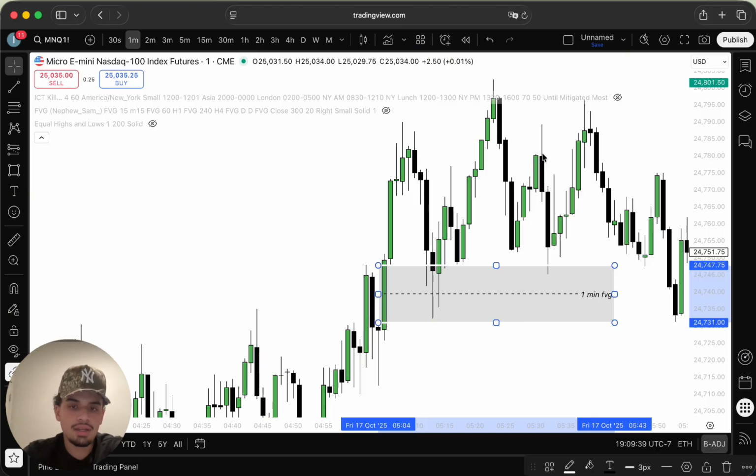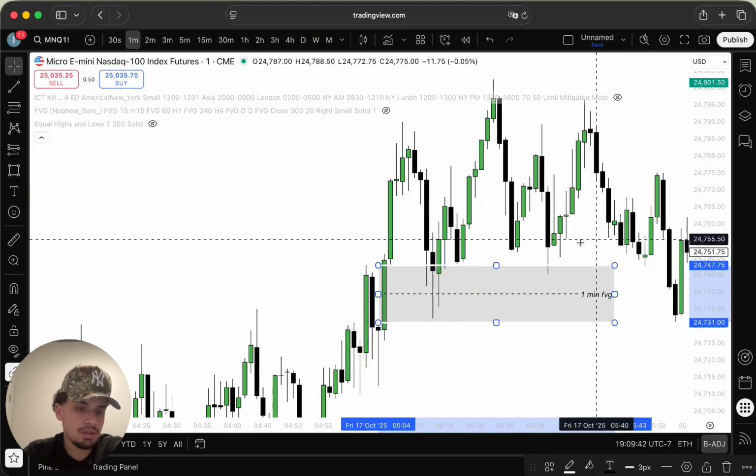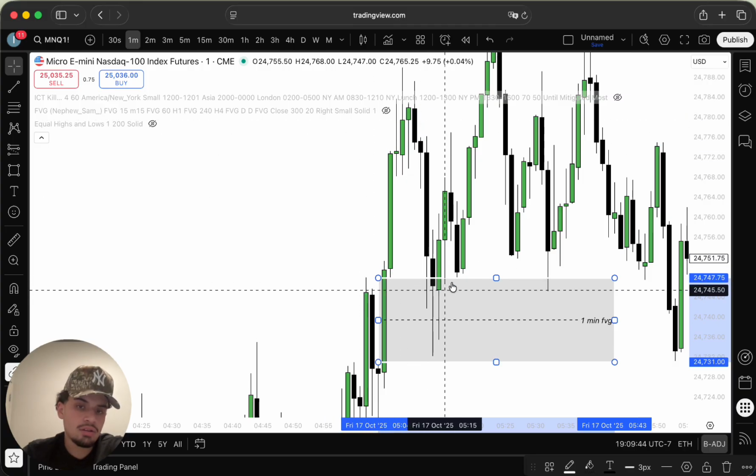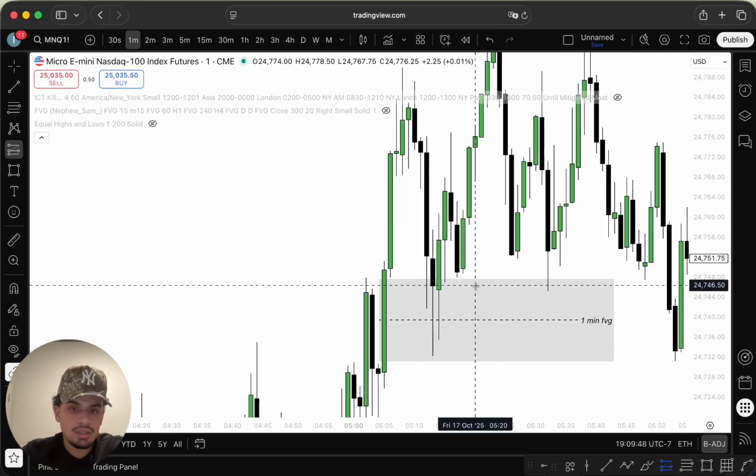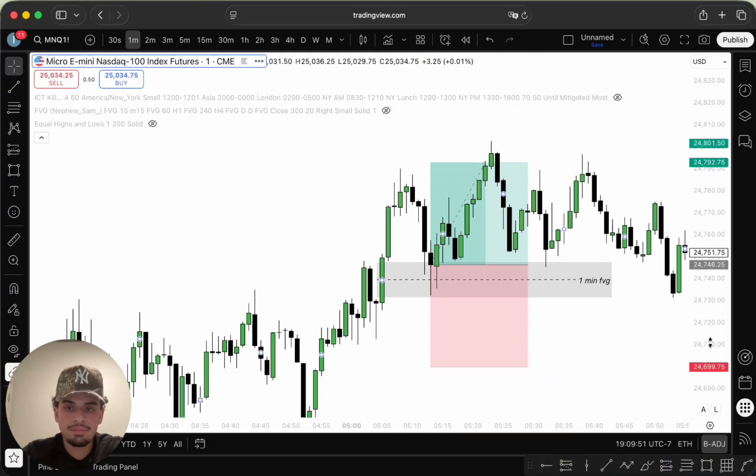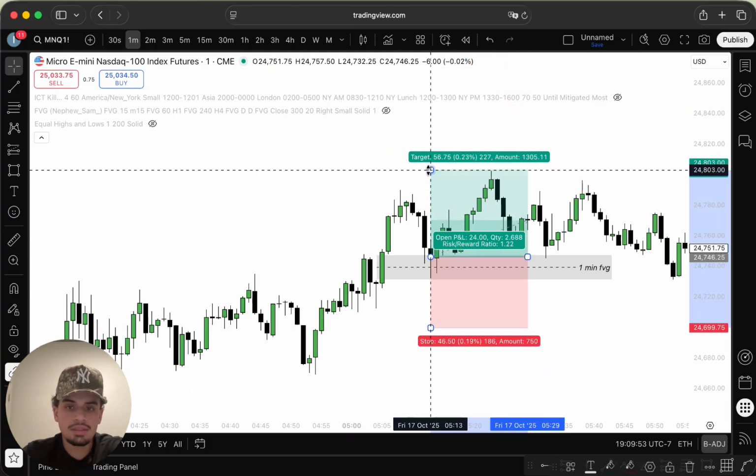This 1 minute fair value gap gets left behind. It doesn't have to be right away respected. Trades higher, leaves this 1 minute fair value gap. Trades lower, we could wait for it to get traded into lower. Entry right there. And then TP at the high.